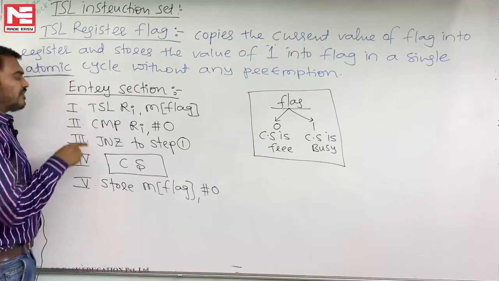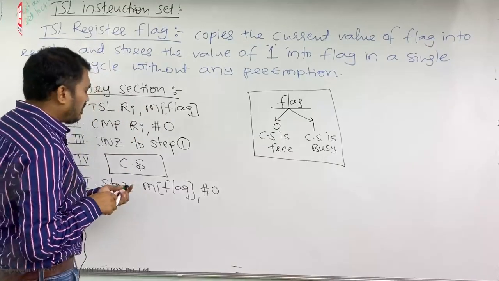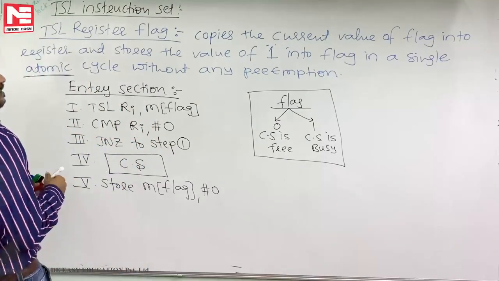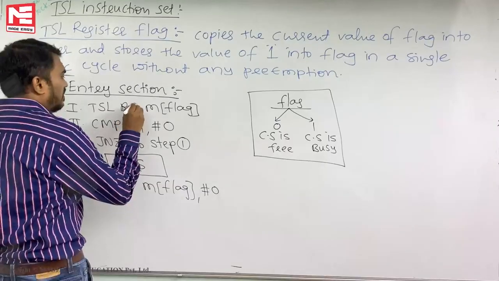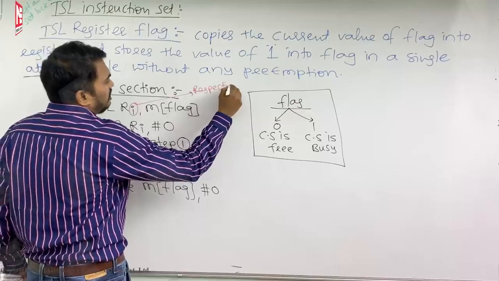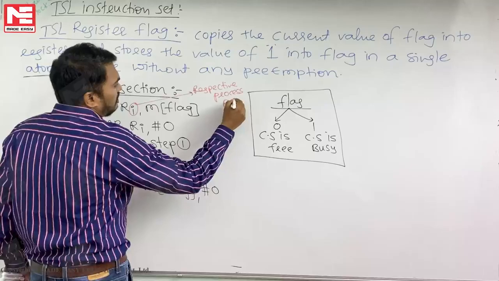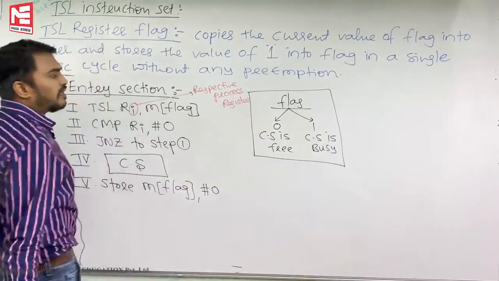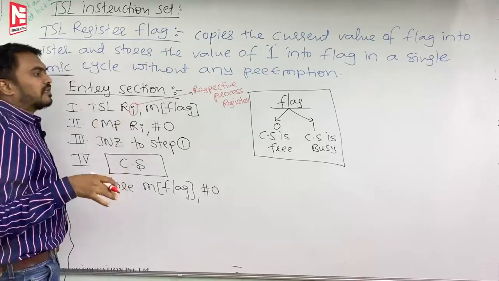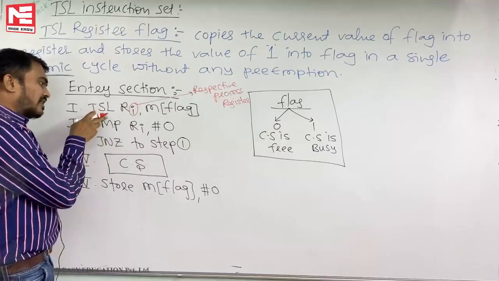Now just go through the code here. First instruction, TSL Ri, M of flag. What is this i? I told you already: i means respective process register. Every process will have its own register. For example, for P1 you take R1, for P2, R2, for P3, R3, and so on.